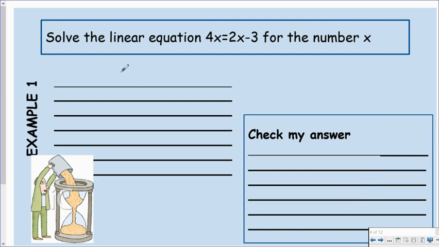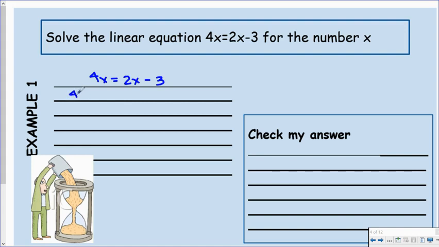Okay, solve a linear equation: 4x equals 2x minus 3 for the number x. So I'm going to go ahead and write my equation: 4x equals 2x minus 3. And then I'm going to move my x's over to the left. In order to do that, I would have to do the opposite of this 2x, which would be negative 2x. So I'm going to subtract 2x from both sides.